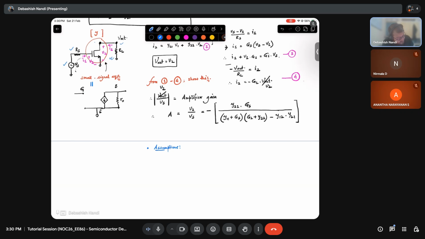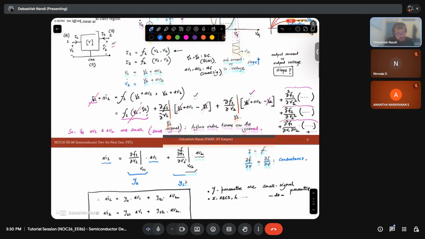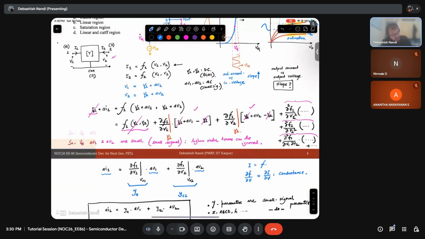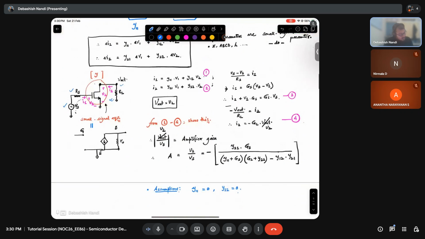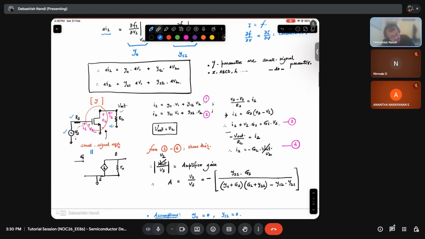So what are the assumptions? Assumptions are that my Y11 equal to 0 and Y12 equal to 0. Can you just check and let me know if that makes sense? So what is your Y12? This is your Y12, right?